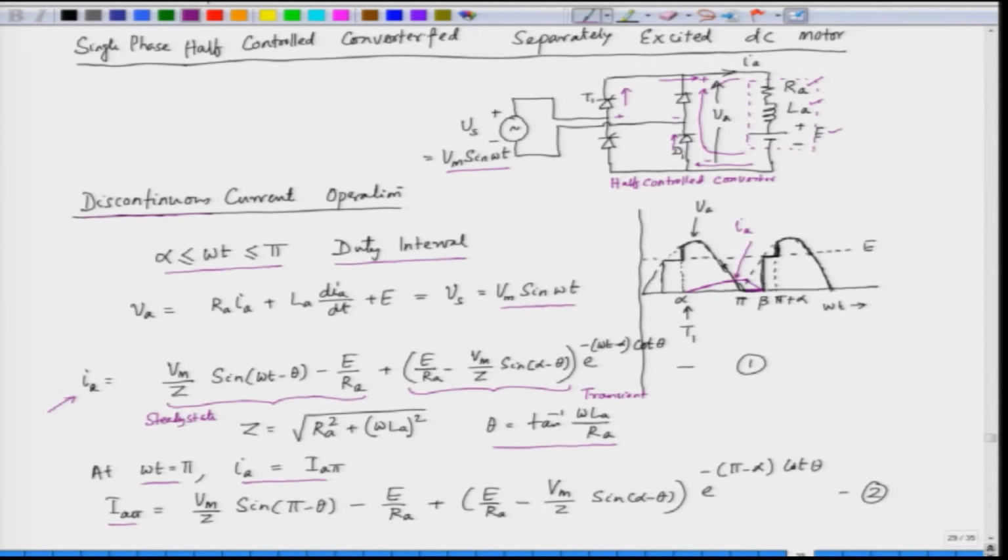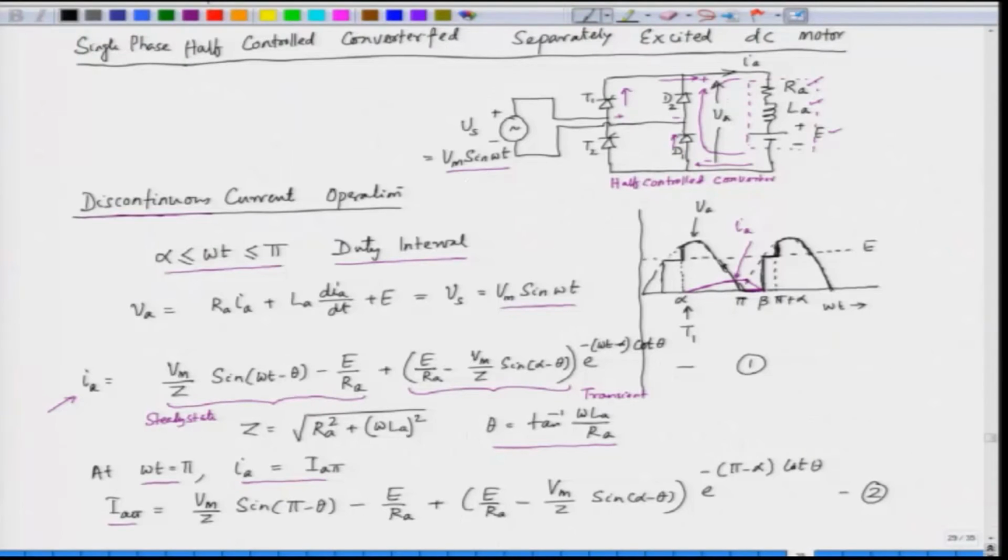Now, at pi the voltage will try to become negative. This will be prevented by the diode. We have the 2 diodes here, this is D2 and this is the SCR T2. From the angle pi to beta there will be freewheeling, because we have some inductive current here, and the inductive current has energy. So, the energy will be freewheeling through the diodes D1 and D2. So, the voltage VA will be equal to 0, and the current will decrease.